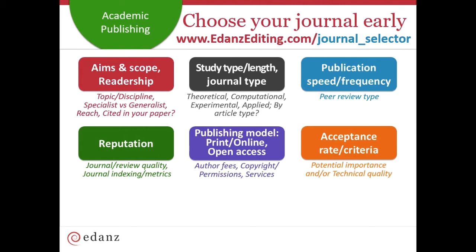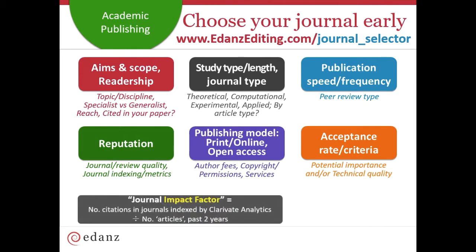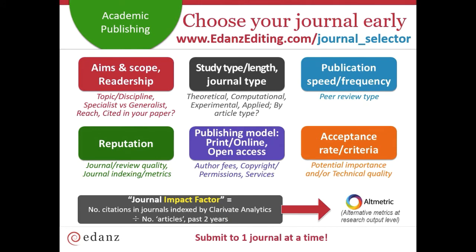For journal metrics, the most well-known is the Clarivate Analytics Journal Impact Factor, which is the number of citations in indexed journals divided by the number of articles in the past 2 years. For research appraisals, institutions are now relying less on the journal impact factor and looking at article-level metrics and attention called alternative metrics or altmetrics. Remember that you can submit a paper to only one journal at a time because journals want original works.